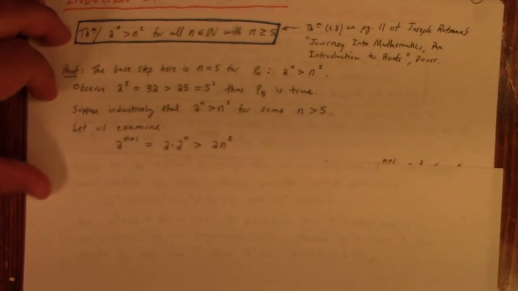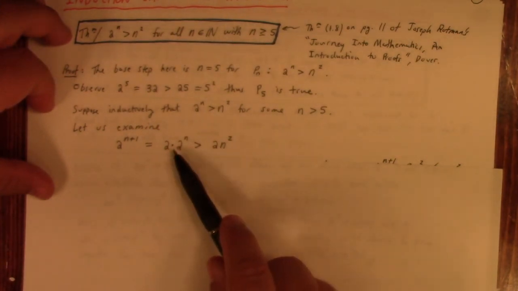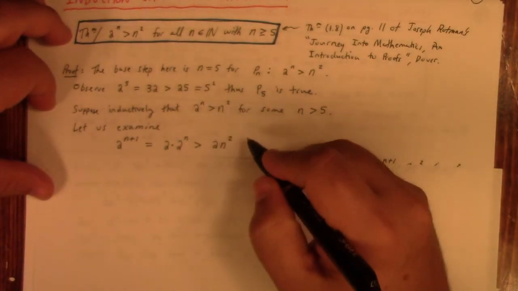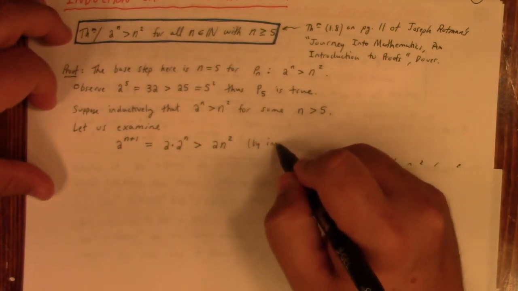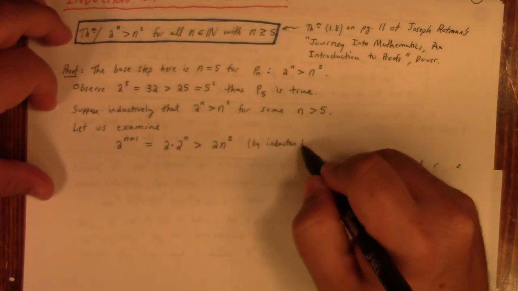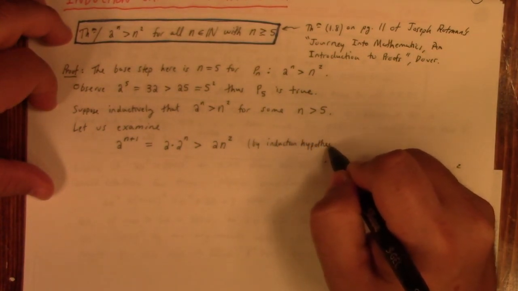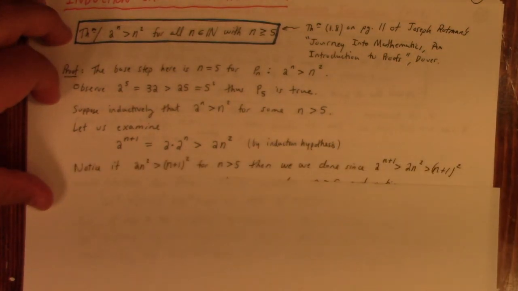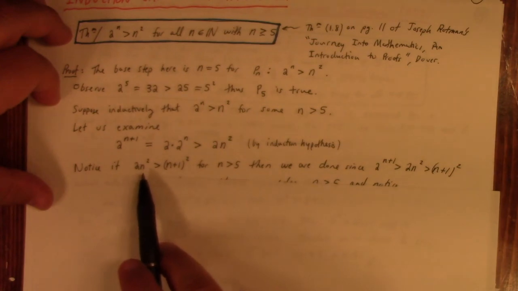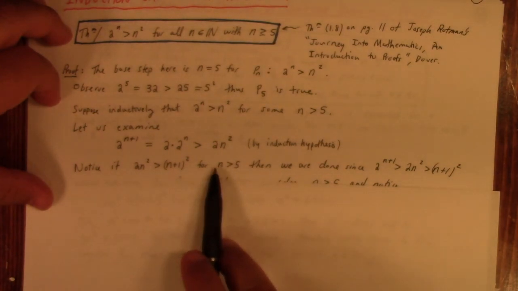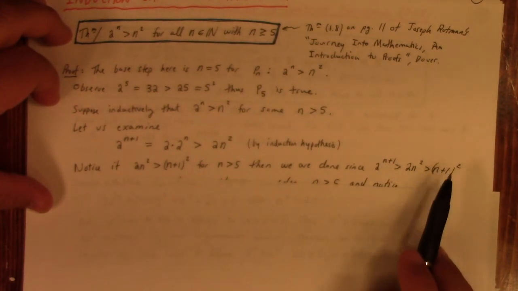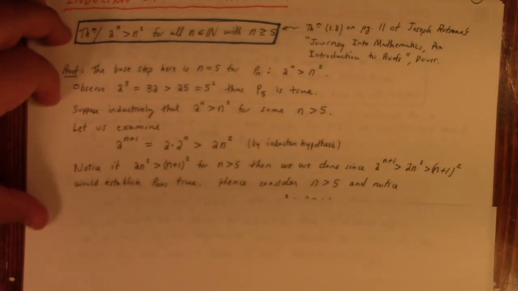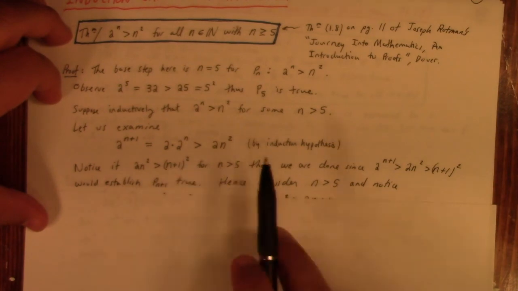Let us examine 2 to the n plus 1, which is 2 times 2 to the n, which by the way is greater than 2n squared, right? By the induction hypothesis, 2 to the n is greater than n squared. But notice that if we did know that 2n squared was greater than n plus 1 squared for n greater than 5, then we would be done, because that would show that 2 to the n plus 1 is greater than n plus 1 squared, which is the inductive claim for n plus 1. So let's try to prove that.